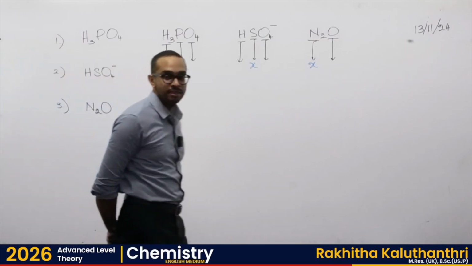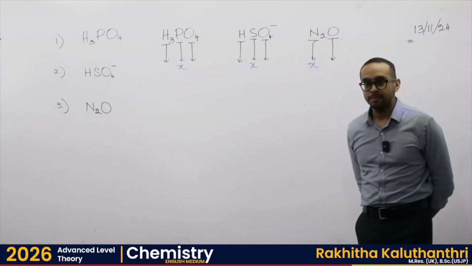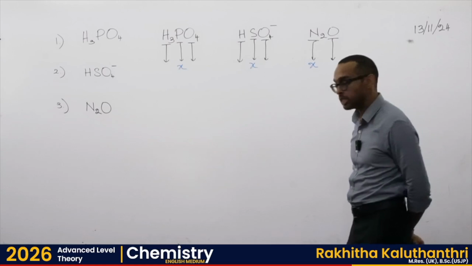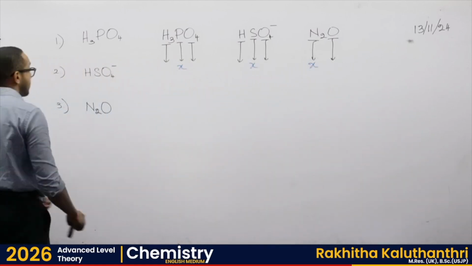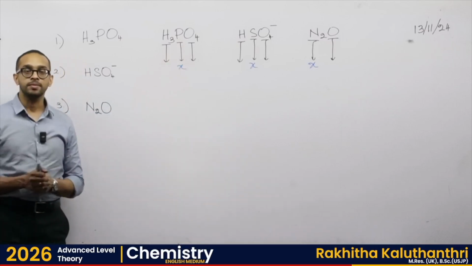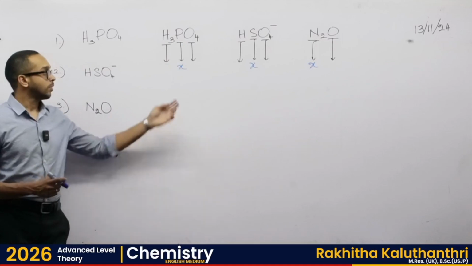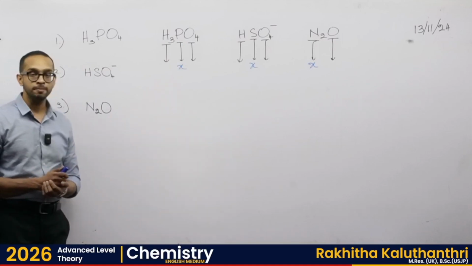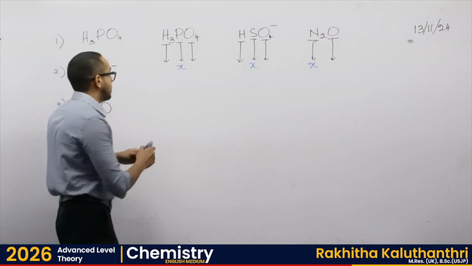Are we done? I believe by now you would have finished. So let's discuss. Can someone tell me the oxidation state of phosphorus here? I have just briefly written X here. I will do the calculations and show. What is the oxidation state of phosphorus here? +5. Very good. So let's see.